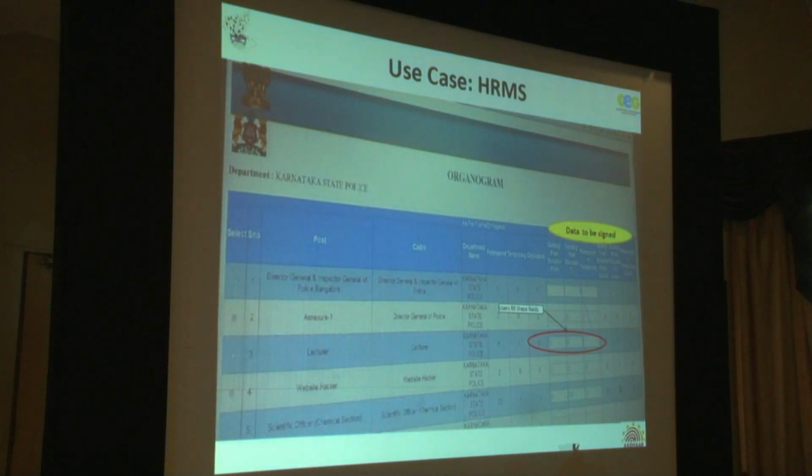Similarly for the HRMS, it is typically the organogram of the Karnataka State Police. Now you have the organogram, and some person goes and changes certain data of the positions and the salaries and other things. Those again are data that get digitally signed, right? So it is not a document that is digitally signed. If you look at it, in most of the applications, it is some portion of the data that gets signed, right? It is not that I have a PDF document I need to sign. No, I don't see that kind of case.